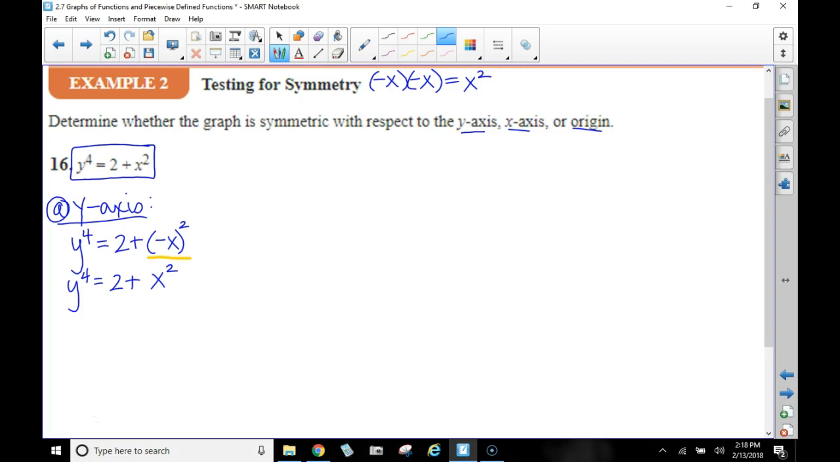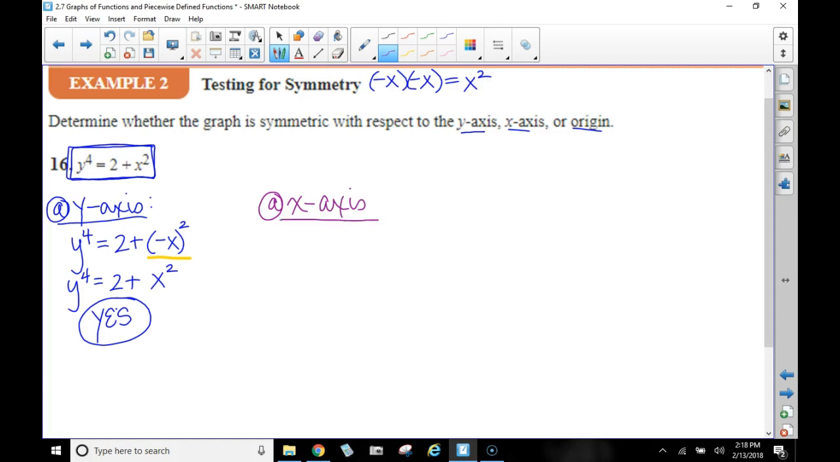So this is exactly what we have in the box above. It's agreeing in sign and everything. So, hey, this thing is going to be symmetric about the y-axis. So can't we just say it's not symmetric about the x-axis nor the origin? Well, no, you can't, okay? Now let's check to see if this thing is symmetric about the x-axis.